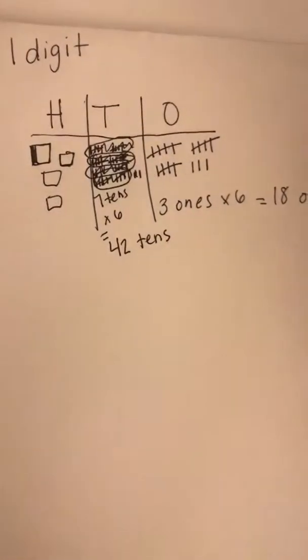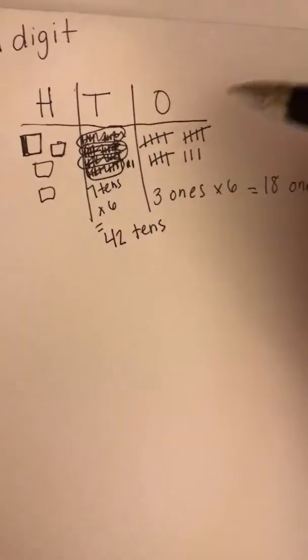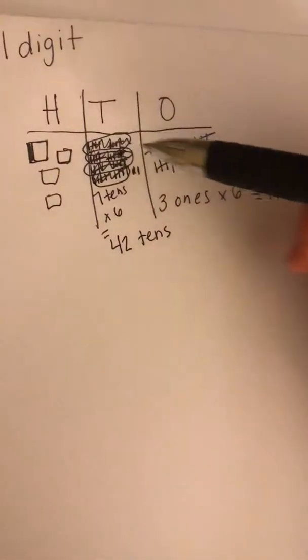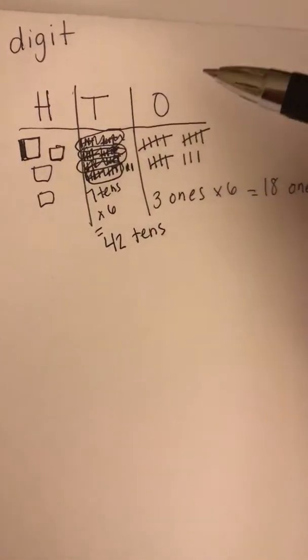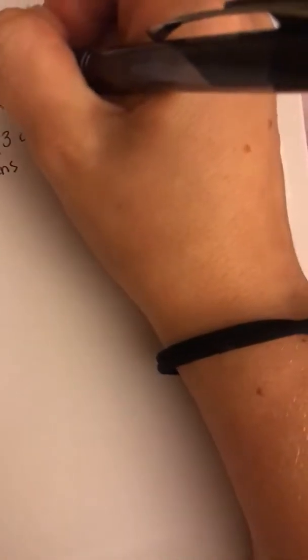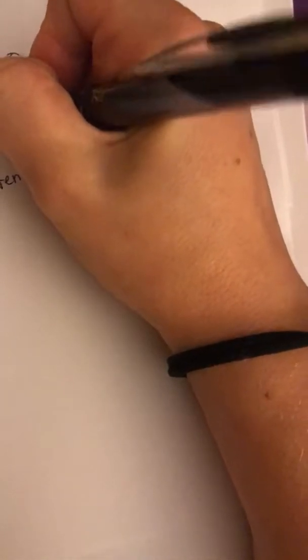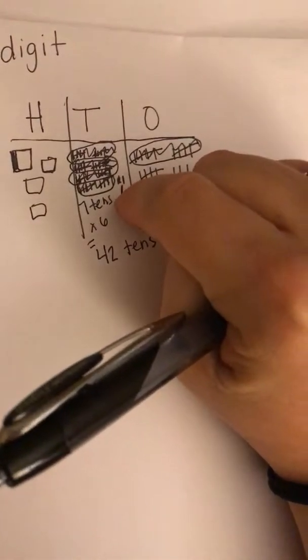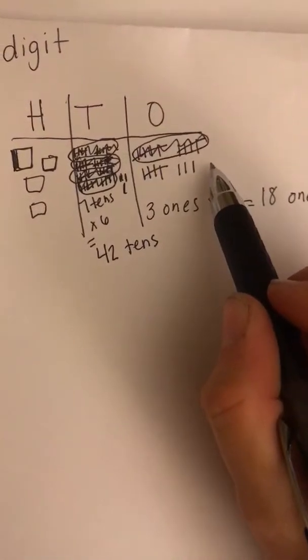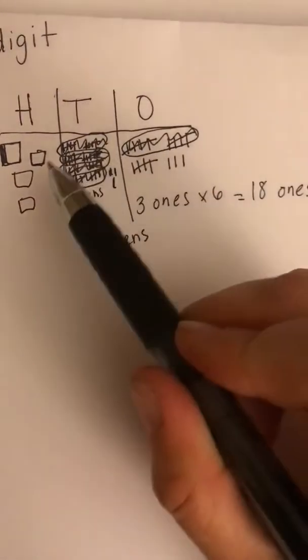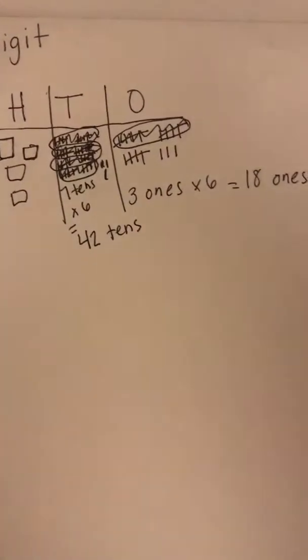I'm going to do the exact same thing with my ones place. For every group of 10, I can regroup them. If you have 10 $1 bills, that's the same as a single $10 bill. I have a group of 10. 10 ones is the same as 1 ten. And then I have 8. I cannot say that 8 ones is the same as 10. So left in my ones place, there's 8 ones.